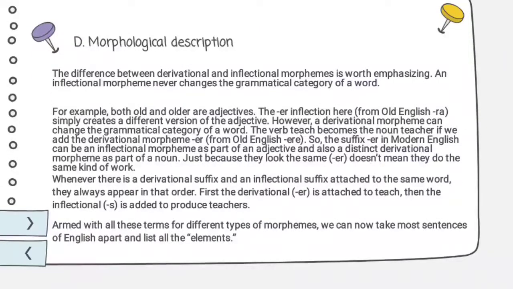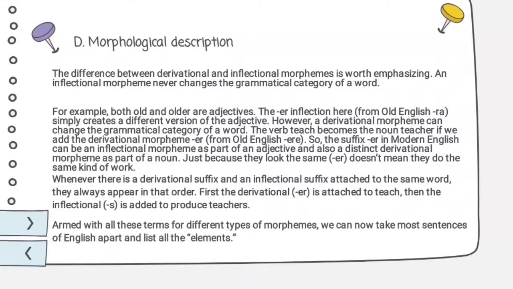D. Morphological description. The difference between derivational and inflectional morphemes is worth emphasizing. An inflectional morpheme never changes the grammatical category of a word. For example, both old and older are adjectives. The er inflection here, from Old English ra, simply creates a different version of the adjective.